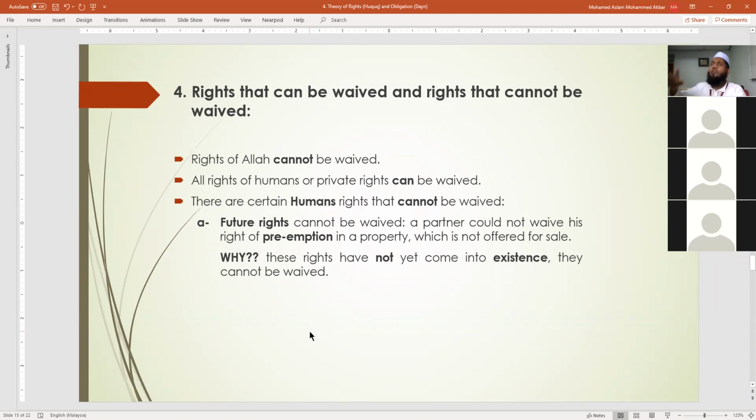It's like an imaginary contract people do now, some sort of imaginary contract, meaning I'm going to buy this, and when I buy this, you also become a partner of this, so can you waive your partnership? But the thing is, the contract didn't even happen yet. So that's why future rights cannot be waived.